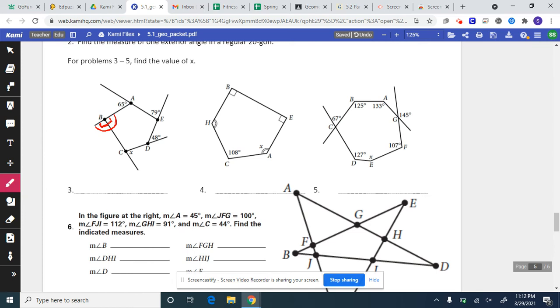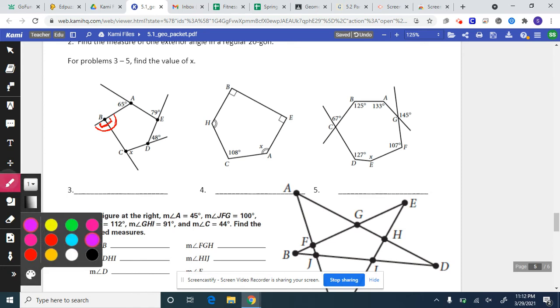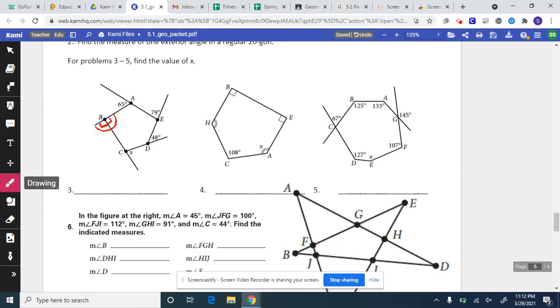So from here, what we know is that all of these exterior angles, this angle here, this angle plus 65, so the 90 in the beginning plus 65 plus 79 plus 48 plus X equals 360. And that's how you're going to solve it for 3. That's how you solve for X.